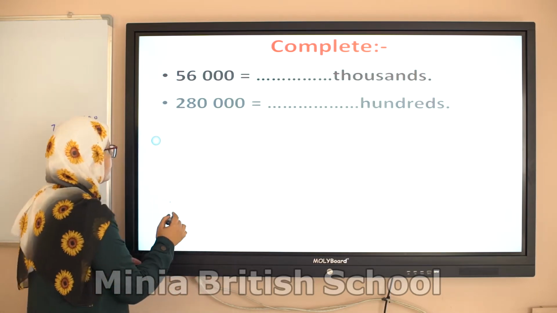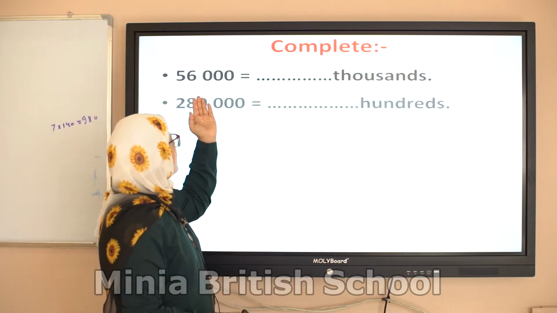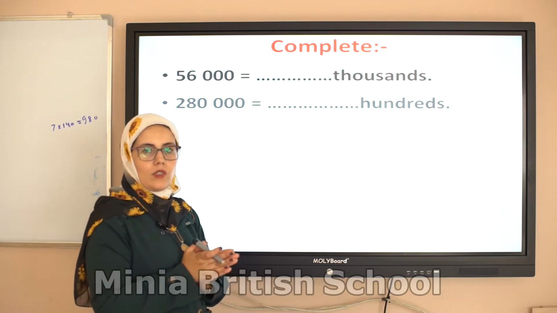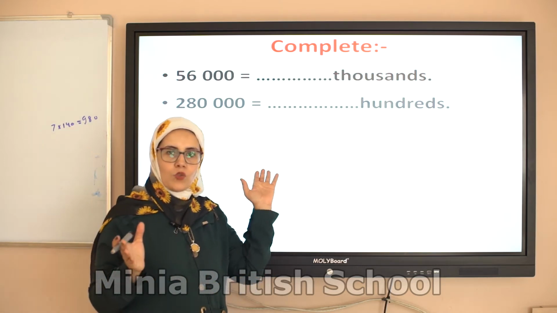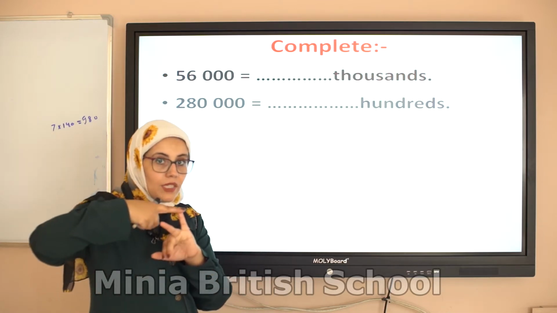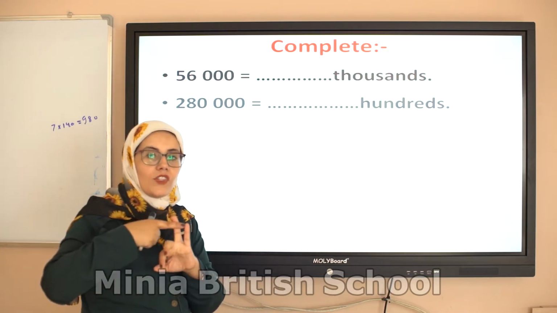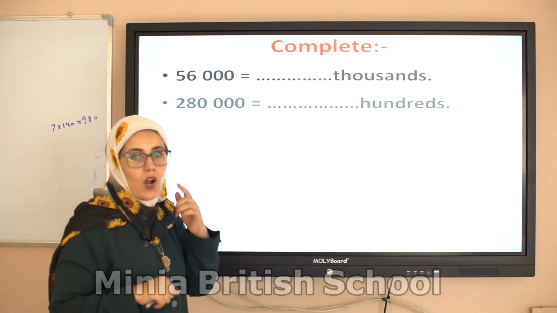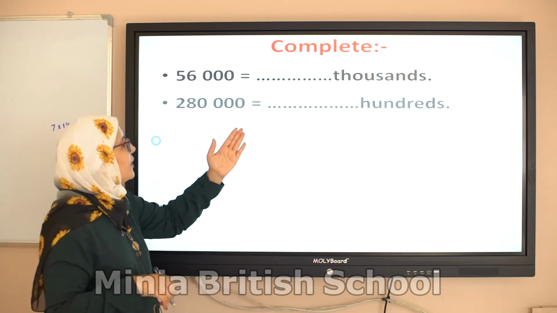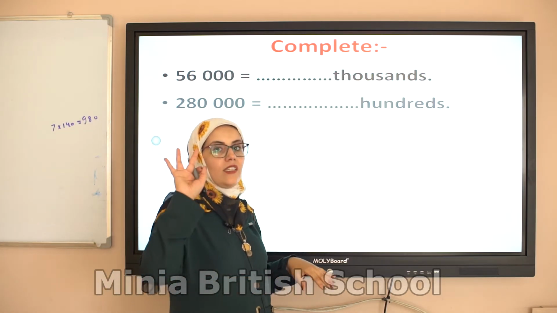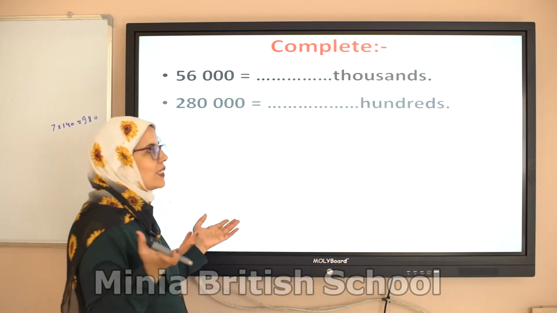Okay. Here, 56,000 equal how many thousand? If we have a question like this, how do we solve it? Actually, you have to know that tens mean 1 zero, 100 means 2 zeros, 1,000 means 3 zeros. Now here we have 1,000. 1,000 we said means how many zeros? 3 zeros.